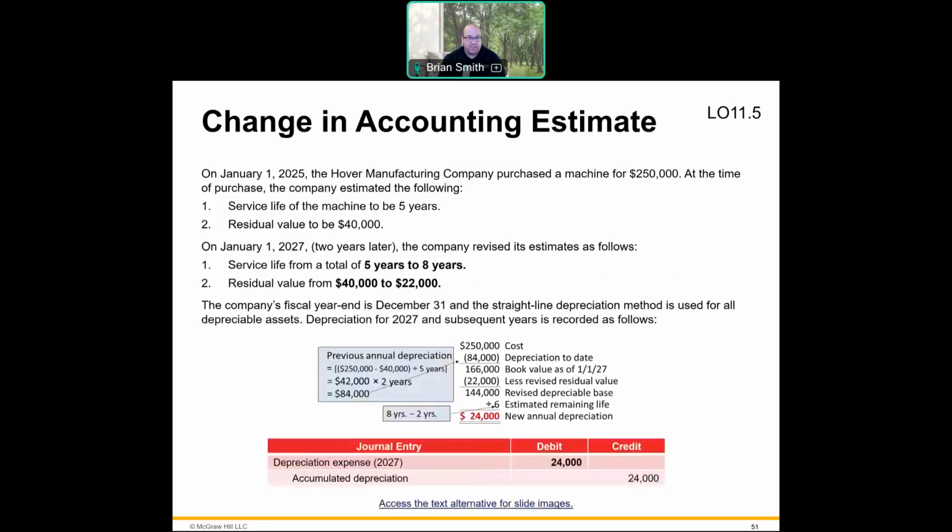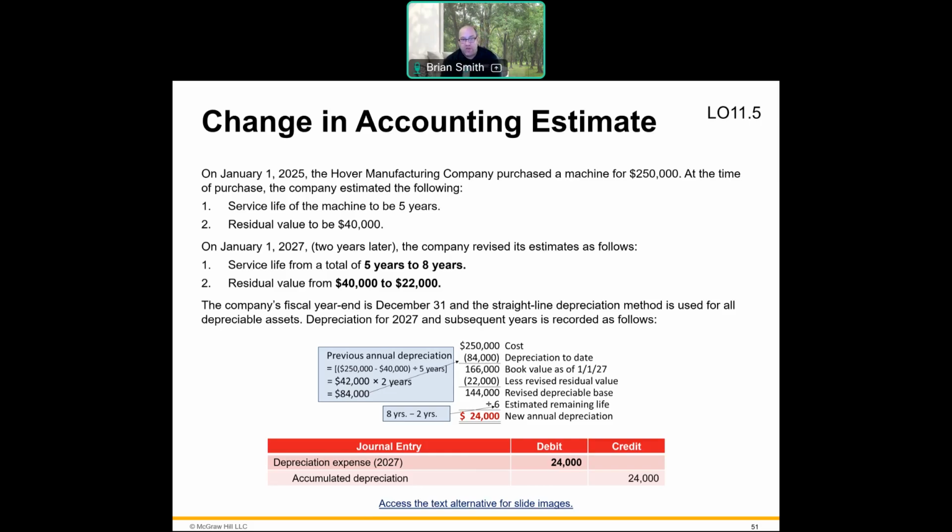So, change in accounting estimate. We have an asset. We've depreciated it for 2 years, then we revised our estimates. Service life went from a total of 5 to a total of 8 years. We've already depreciated it for 2, so we have to divide by 6 years, not 8. Residual value went from 40,000 to 22,000. So we're going to recalculate.